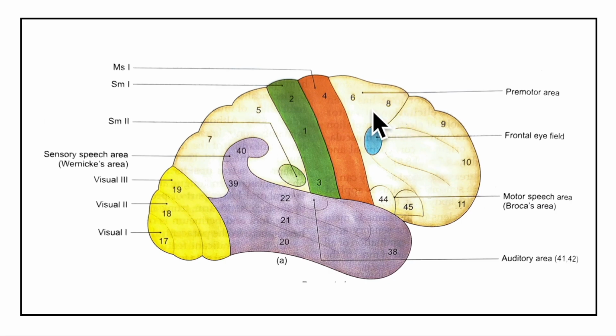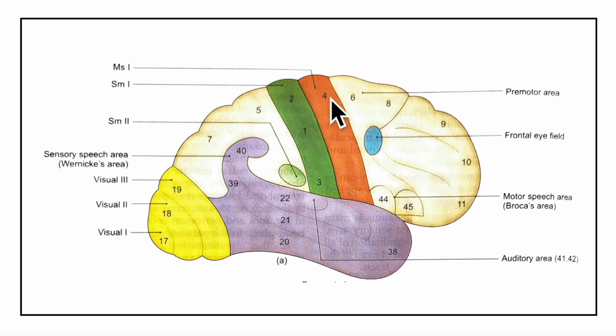Now we'll be learning about the functional areas in each of the lobes one by one. Here you can see that this is the anterior end, this is the posterior end, and this is the superolateral surface that we are seeing in this diagram right now. This area is the frontal lobe. Here is the parietal lobe, this is the occipital lobe, and this is the temporal lobe. Firstly, we'll be learning about the functional areas of the frontal lobe. Before learning it in detail, we need to know the area numbers as well as its names.